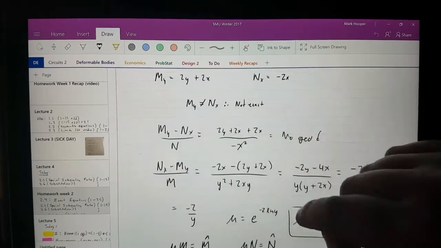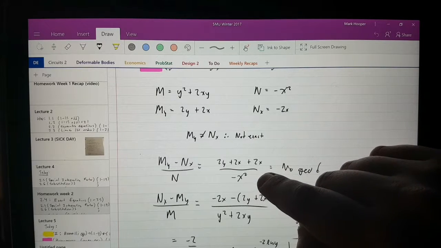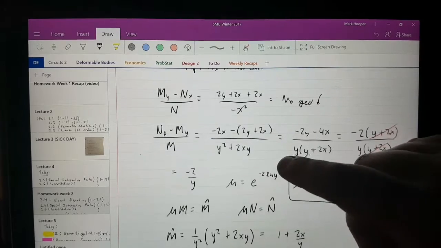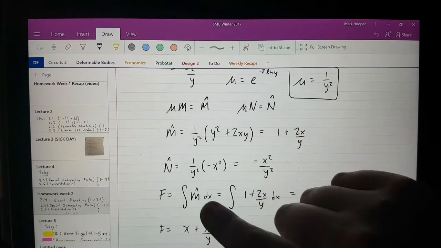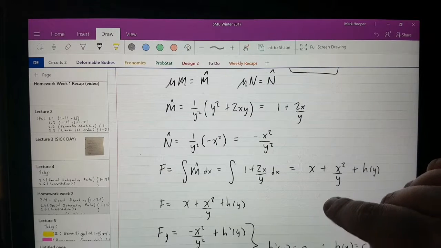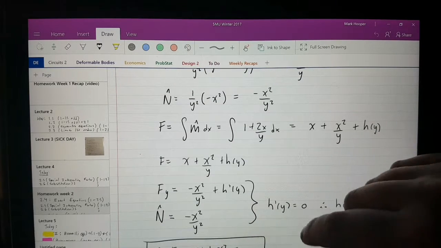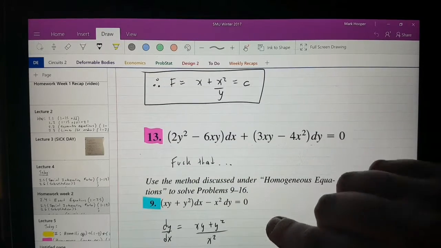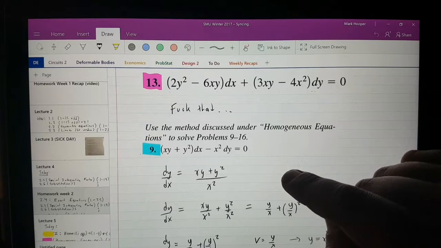11, not exact. Anyway, that's no good because it's x's and y's. That one's good. Let's integrate that. Mu M, mu N. So let's integrate that with respect to x. We got that. And compare those two. Turns out h prime of y was still 0, and same thing. And I didn't bother with this, because I needed to move on to the next section.